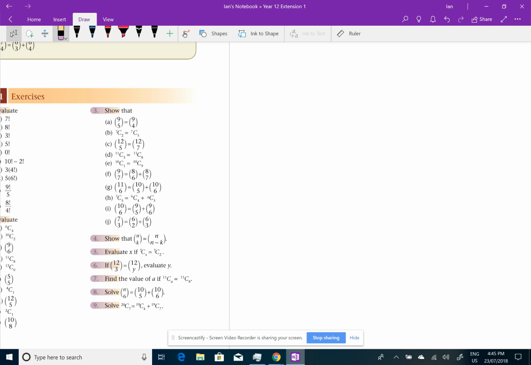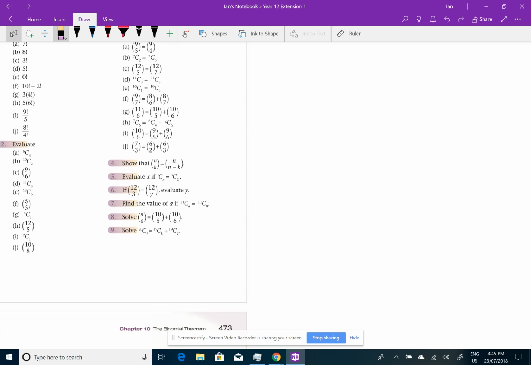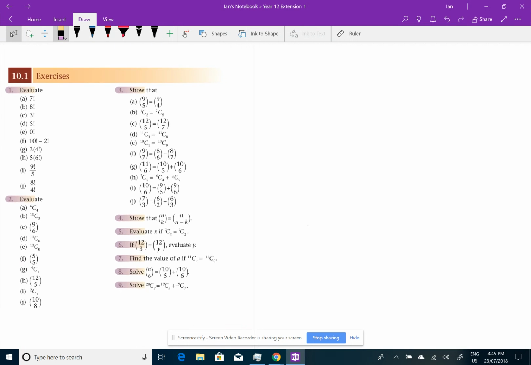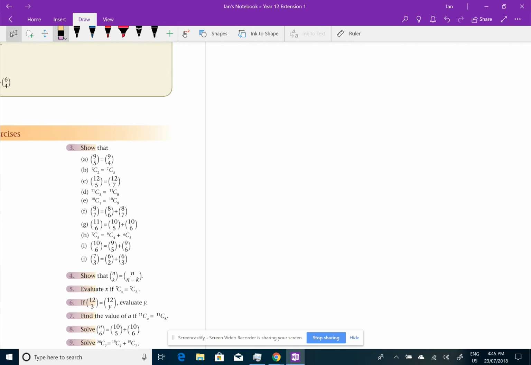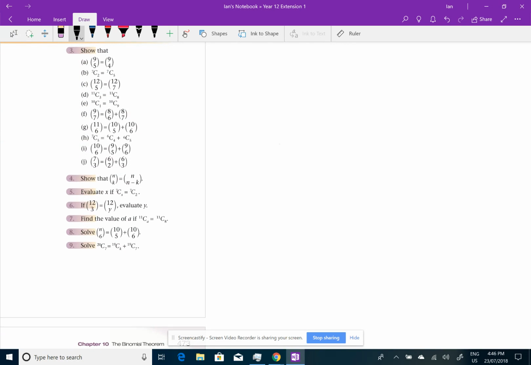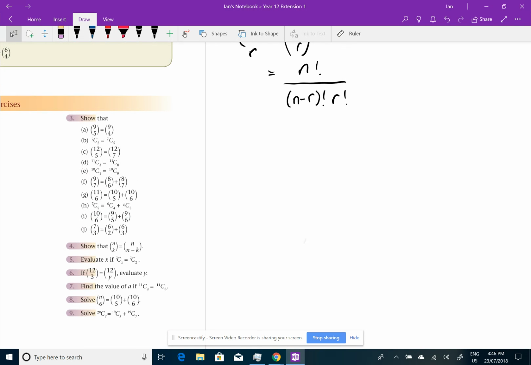Right, year 12, I'm going to go over a couple more of these questions from exercise 10.1. Remember that we're using our knowledge of nCr, which equals nPr over r factorial, which equals n factorial over (n minus r) factorial. So I want to do some of the ones here, question 9 and 10, and see how you go with those.